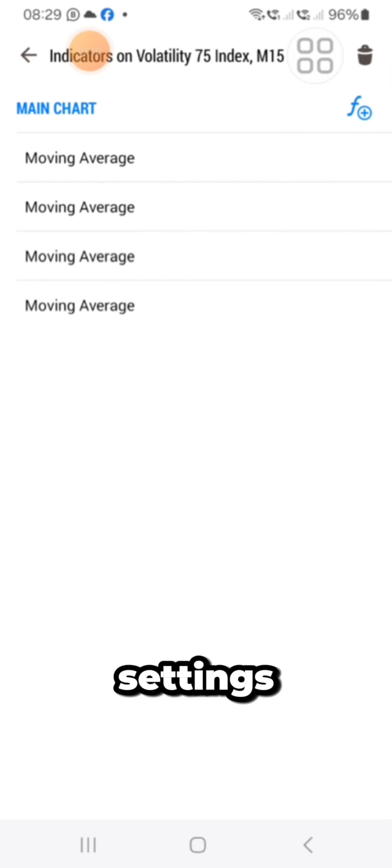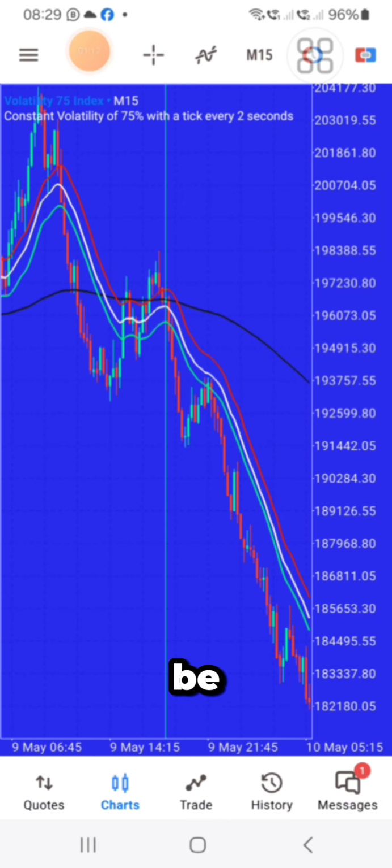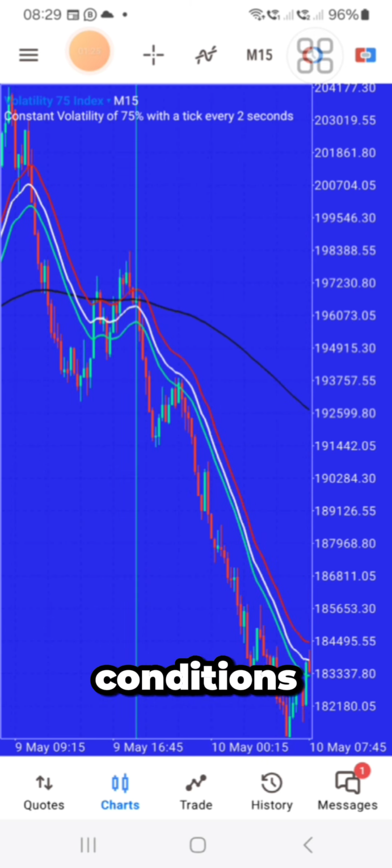Then these are the settings that you have. So if you come to your chart, you'll be having these 4 moving averages. So let's quickly look at how we can buy and how we can sell using this strategy. Let's start with the selling conditions.